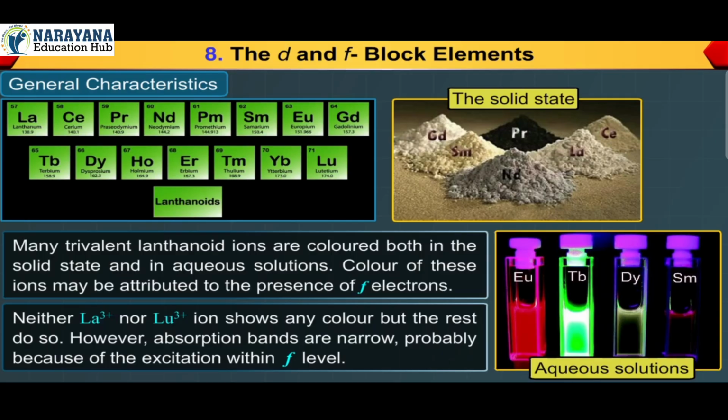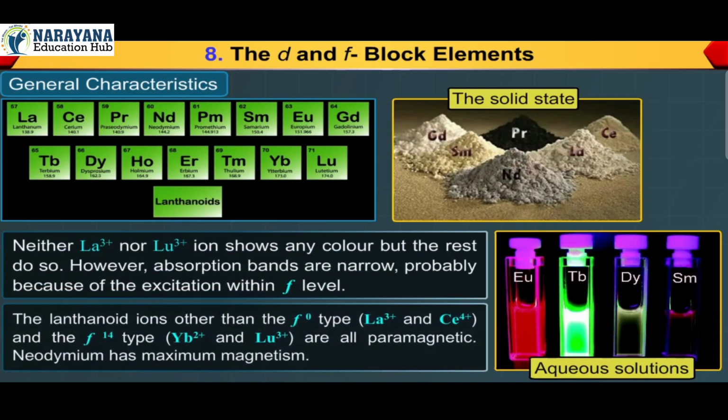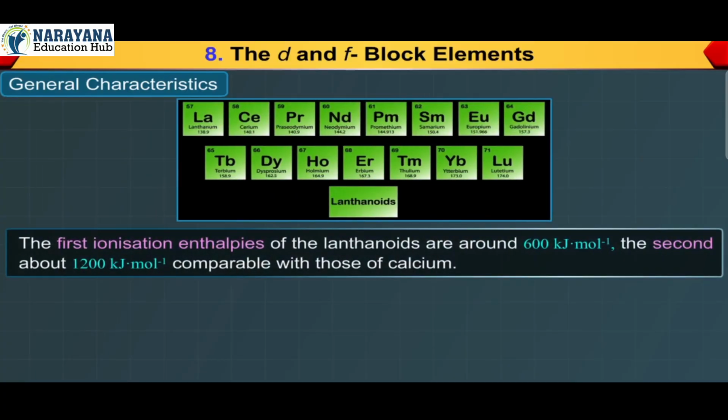However, absorption bands are narrow, probably because of the excitation within the f level. The lanthanoid ions other than the f0 type, that is La3+ and Ce4+, and the f14 type, that is Yb2+ and Lu3+, are all paramagnetic. Neodymium has maximum magnetism. The first ionization enthalpies of the lanthanoids are around 600 kJ per mole, the second about 1200 kJ per mole, comparable with those of calcium.